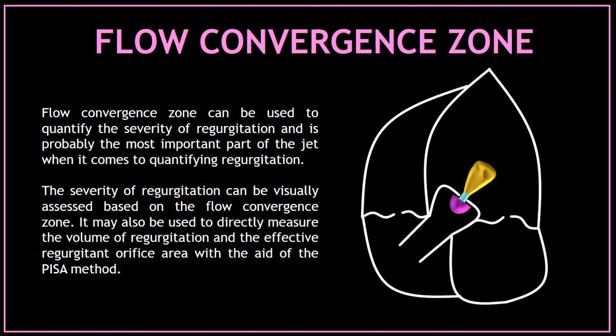The flow convergence zone can be used to quantify the severity of regurgitation and is probably the most important part of the jet when it comes to quantifying regurgitation. The severity of regurgitation can be visually assessed based on the flow convergence zone. It may also be used to directly measure the volume of regurgitation and the effective regurgitant orifice area with the aid of the PISA method.